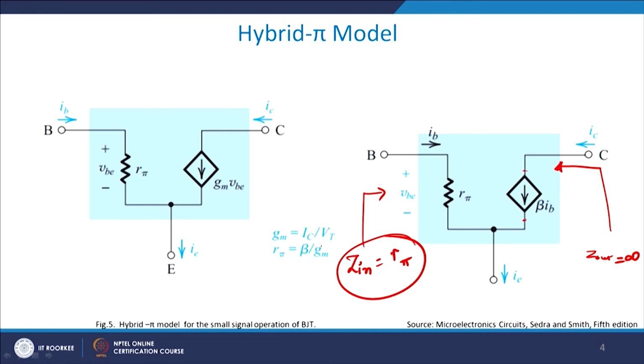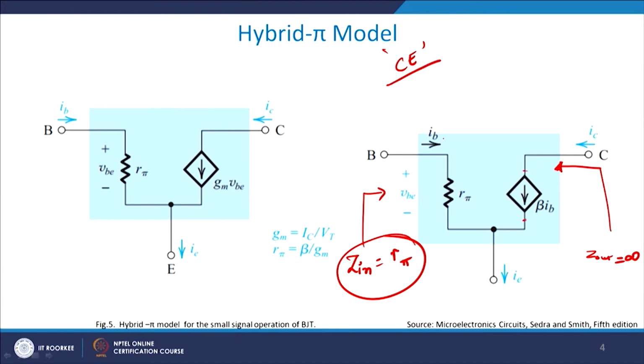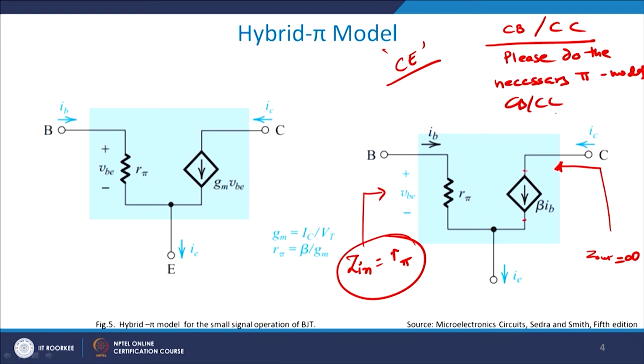So this is for the common emitter configuration. I leave it as an exercise for you to find out for common base and for common collector. Please do the necessary pi model for CB and CC, common base and common collector. In common base, you will see it will be RE which comes into the picture as the input impedance, and therefore you should be able to handle this hybrid pi model in a much better manner. And so this is one model.